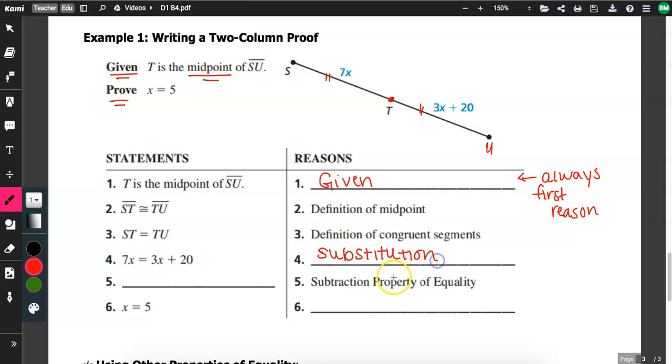We'll just write substitution for the reason, because ST is 7x. They're equal to each other. So I substituted ST for 7x and TU for 3x plus 20. And now, just naturally, what you'd want to do is probably start to solve this. So I have 4x equals 20. Now, how did I get there? We used our subtraction property, right? I subtracted 3x. And then lastly, I ended up with x equals 5.